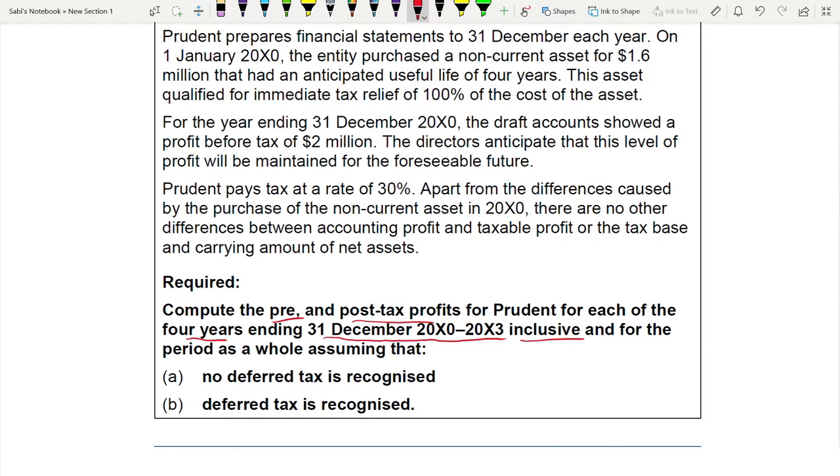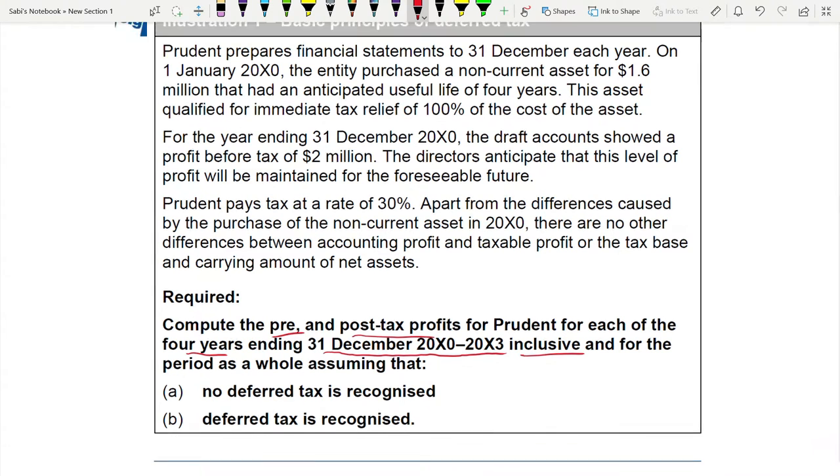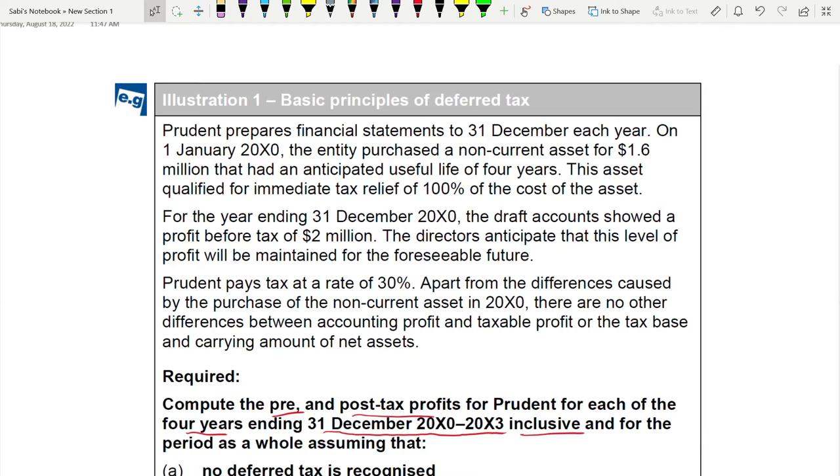Sometimes they might write exclusive. Exclusive means do not include. Inclusive means include. But firstly, let us read the question. Prudent prepares financial statements to 31st December each year. On 1st of January, they purchased a non-current asset for 1.6 million and the useful life is 4 years. This asset has an immediate tax relief for 100% of the cost of the asset. Immediate means first year.